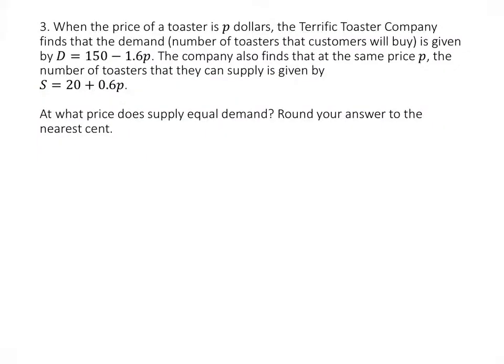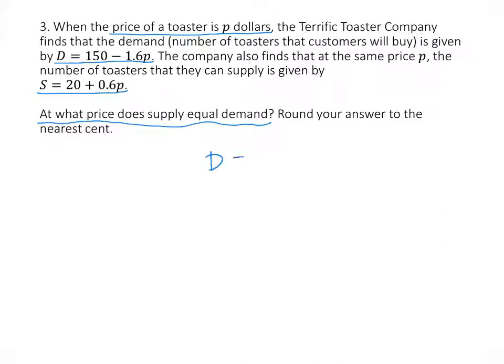Here we have a supply and demand question. So we've got two equations now. So we've got the demand for a product, and we've also got the supply for a product. In this case, P represents the price of this toaster in dollars, and D represents the number of toasters that the customers will buy, and S represents the number of toasters that the company will supply. And we want to know at what price will supply equal demand. This is called the equilibrium price. So we just want the D to equal the S.